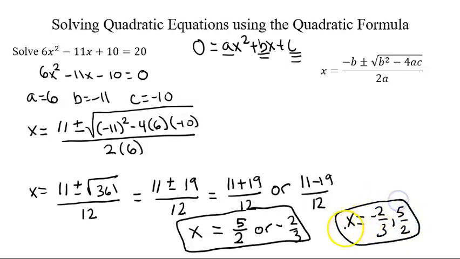Later on, we'll have another video that explains what happens when the value under the square root is not a perfect square. So how do I deal with that? That should be good for now.